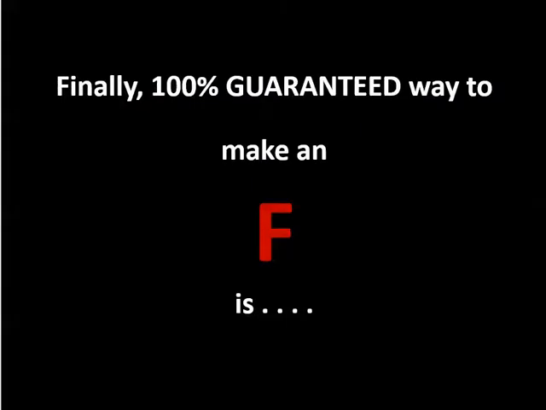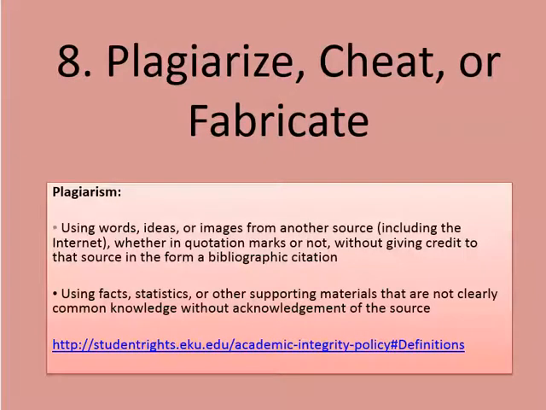And finally, this tip is a 100% guaranteed way to make an F. In fact, it's the easiest way to make an F. So, if you want to write a really bad paper, just ignore tips 1 through 7 and skip straight to this one. A really, really bad literature review has plagiarism, cheating, and fabrication.